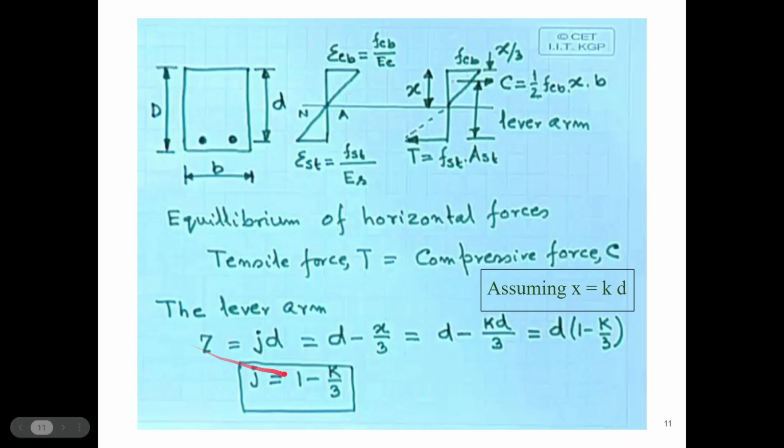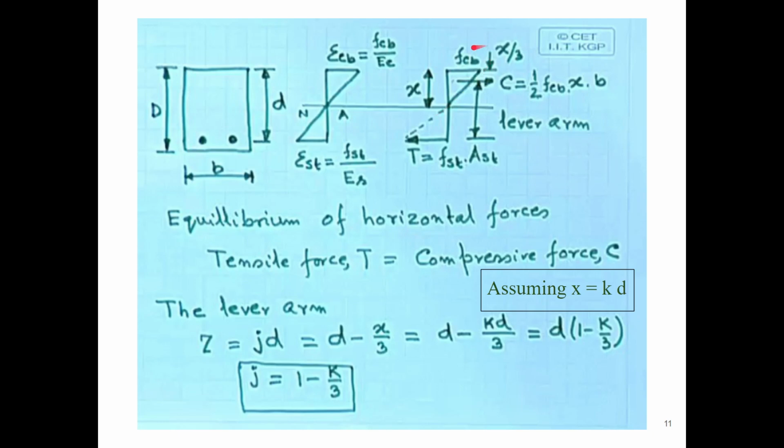Let us assume that to be j into d, where d is the effective depth. So this will be equal to d minus x by 3. As you can see, this is d and this is x by 3, because, as I told you, we need to find this out. Because it is a triangle, we know that the centroid is always 1 by 3 of the height from the base, so it will be x by 3. Now we can easily say it because it is a simple figure.